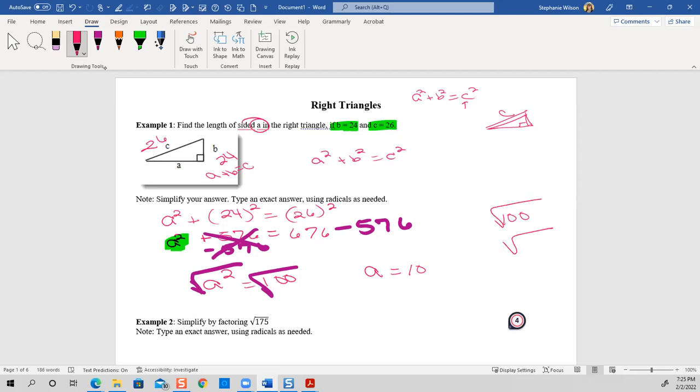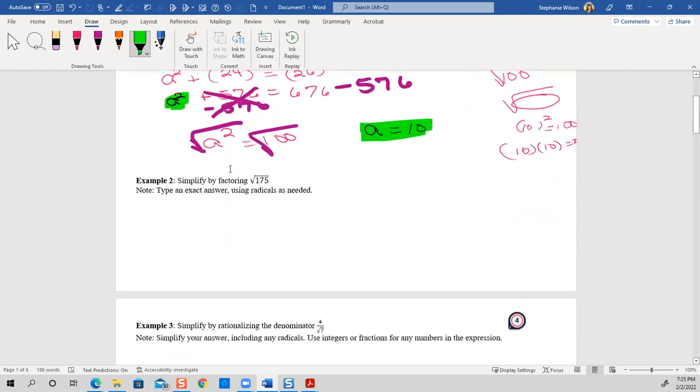inside here, we need something that will multiply by itself twice, or in a group of 2s. So I have to be able to raise it to a power of 2, whatever I have in here, that's going to equal that 100. Well, I know that 10 squared is 100. I know that 10 times 10 is 100. So my answer here is 10, and that's how I knew my answer. So a is 10. All right, let's do example 2.